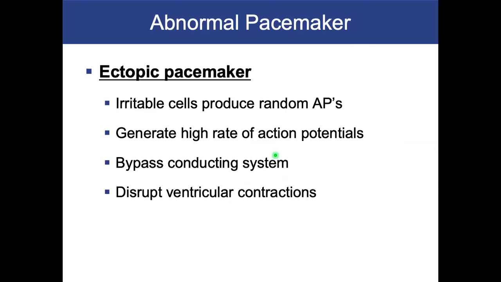Abnormal pacemakers, ectopic pacemakers. Sometimes your heart throws random action potentials or irregular rhythms. Irritable cells produce random action potentials. These can generate a high rate of action potential. They're really dangerous because they bypass your normal conduction system, and they can actually disrupt or stop ventricular contractions so that the ventricles quiver. Let me give you an example. Let's say you've had the flu and you're severely dehydrated. Your ion balance is off, and so your cardiac cells are irritable, and they can randomly generate action potentials.